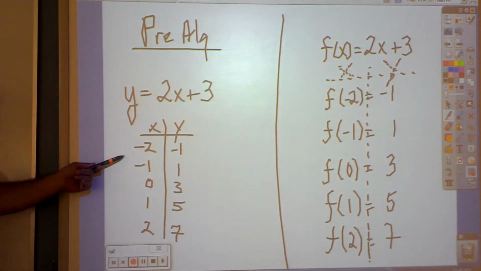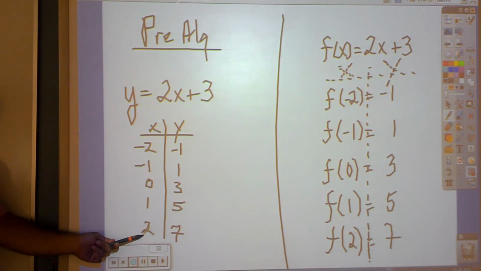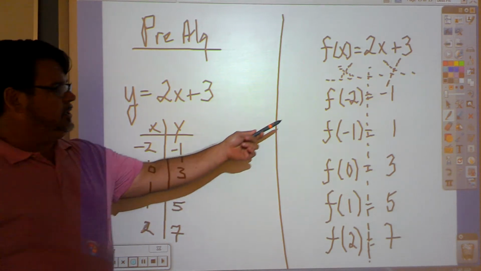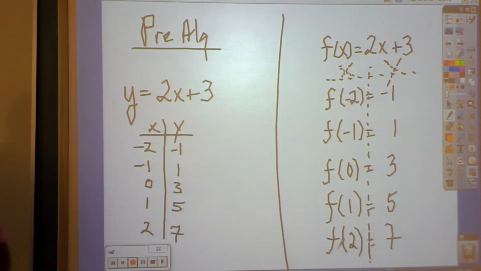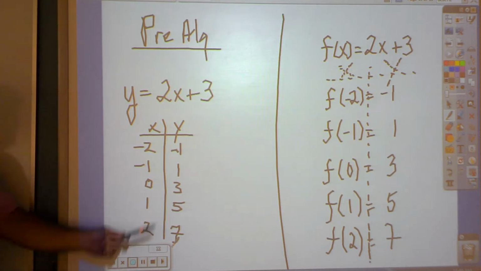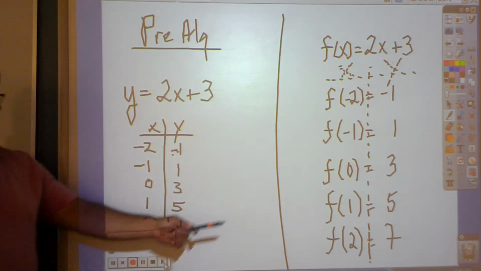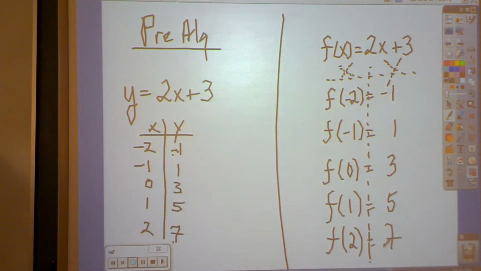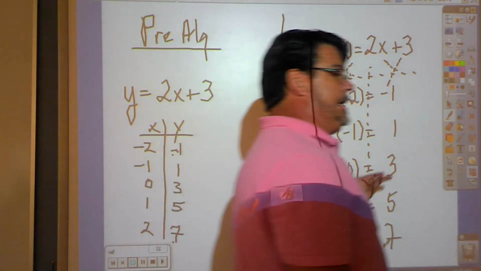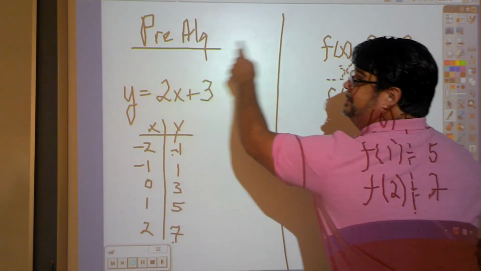What's the domain here? -2 to 2. What's your range? -1 to 7. There you go. But in this section, you're introduced to domain and range. There it is. We are in chapter 7 now. I'm sorry, pre-algebra. Now we're in chapter 7.